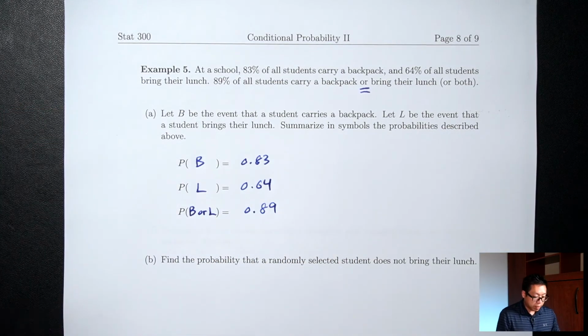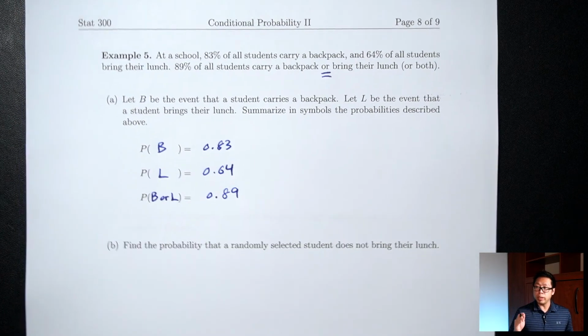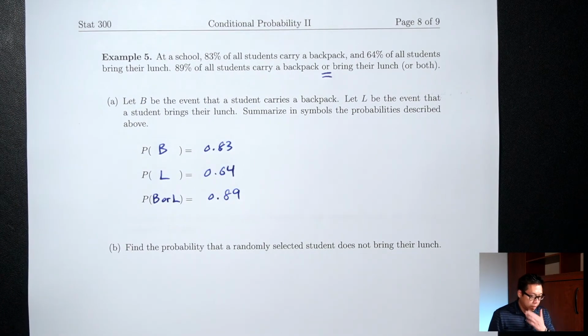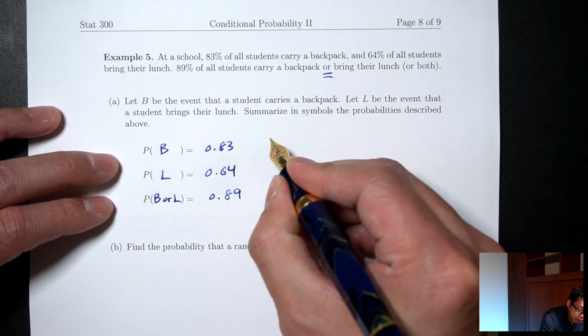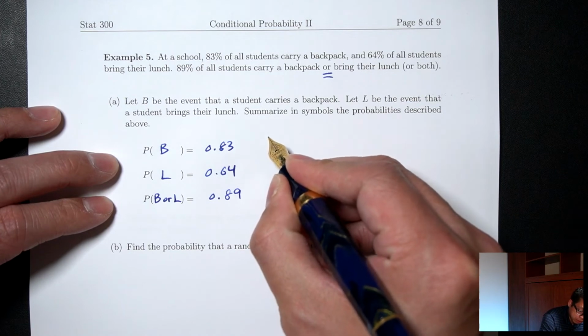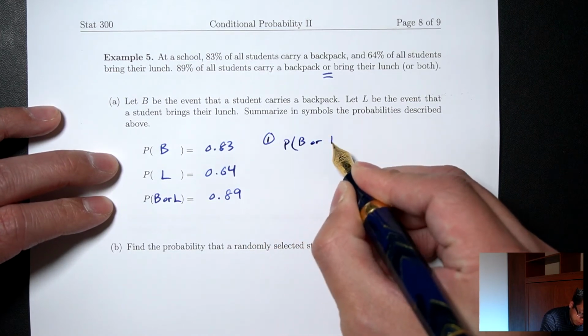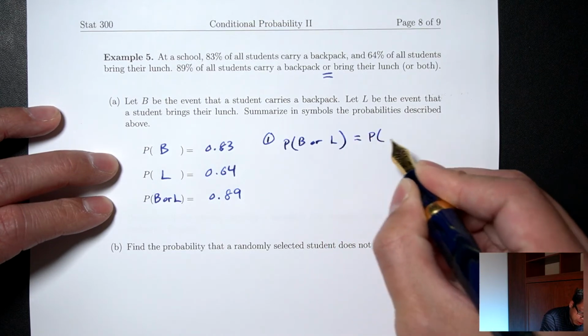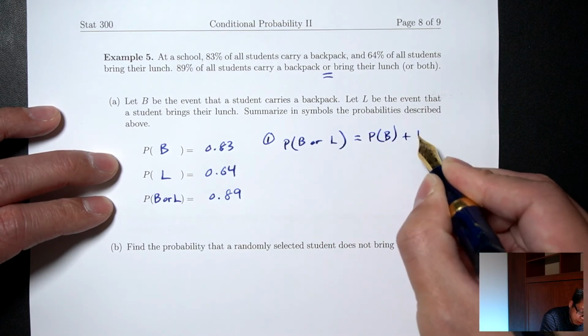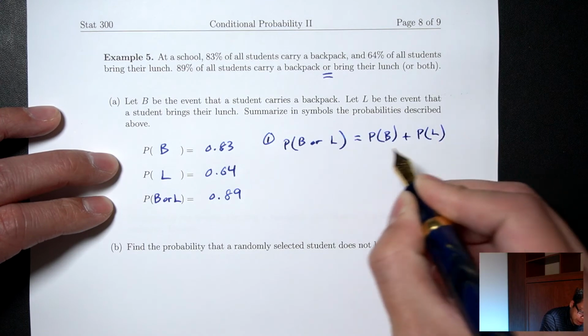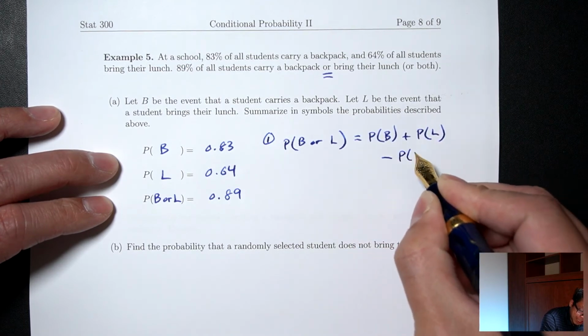Okay, so once I have this, I'm going to use those 3 equations that we've been talking about, and I'm going to rewrite them using B's and L's. So the addition rule with B's and L's is going to say probability of B or L equals probability of B plus probability of L, and then minus the probability of B and L.